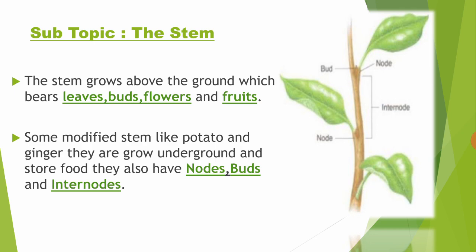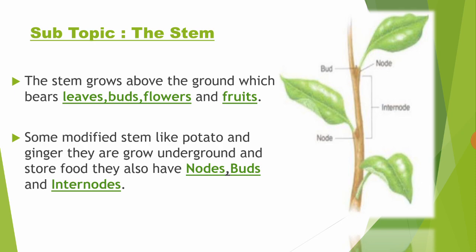Okay, now we discuss the stem. What is a stem? The stem grows above the ground and bears leaves, buds, flowers and fruits. Some modified stems, like potato and ginger, grow underground and store food.